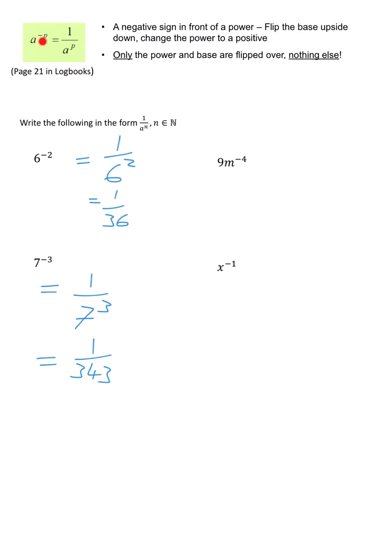Notice the rule up here in green. If you just have one term as your base, it goes under 1 and then the power becomes positive. Now in the next one there, 9m to the power of minus 4, that's going to be 9 over m to the power of 4. So the power becomes positive. If you have x to the power of minus 1, that'll just be 1 over x to the power of 1. And we never really write x to the power of 1, so that'll just be 1 over x.